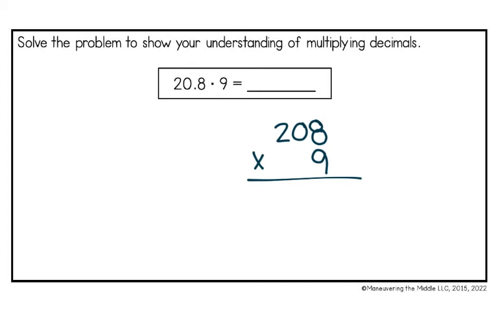9 times 8 is 72, so put down my 2, carry my 7. 9 times 0 is 0, plus 7 is 7. 9 times 2 is 18.